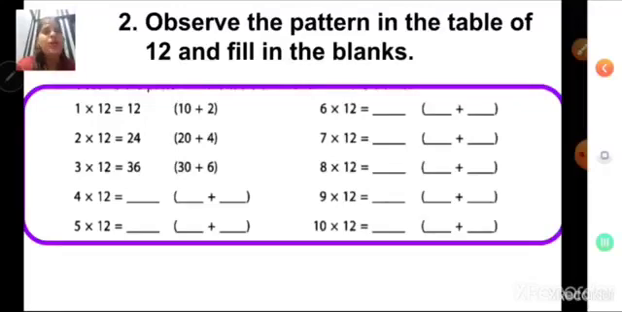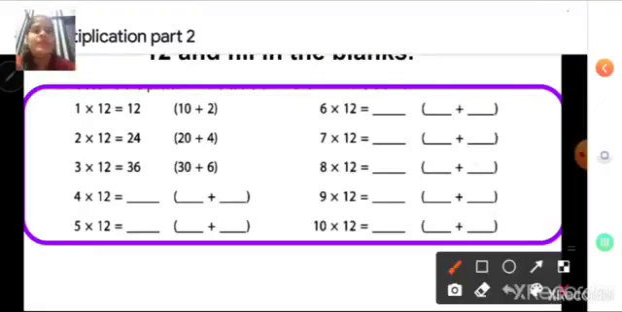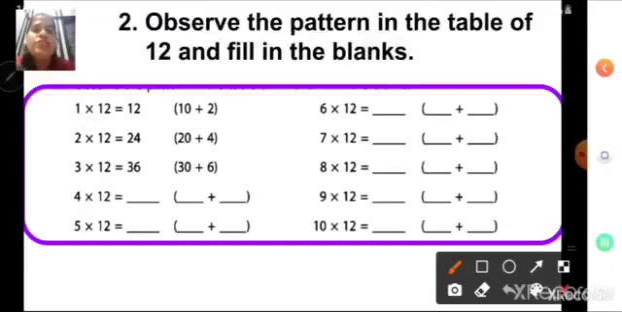Question number 2 is observe the pattern in the table of 12 and fill in the blanks. Children, we all know table of 12, right? Now let us see what is the pattern and fill in the blanks. Now the first one, 1 into 12 is 12. 1 12s are 12. Okay.